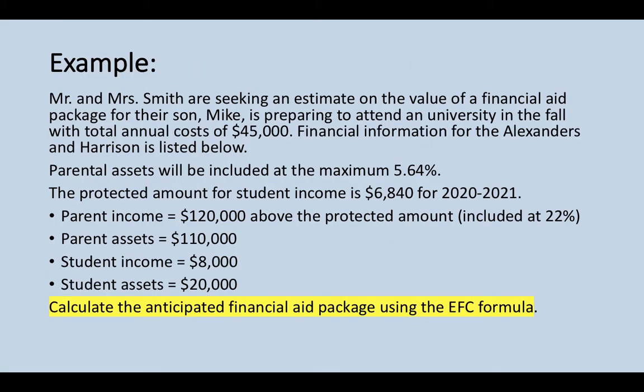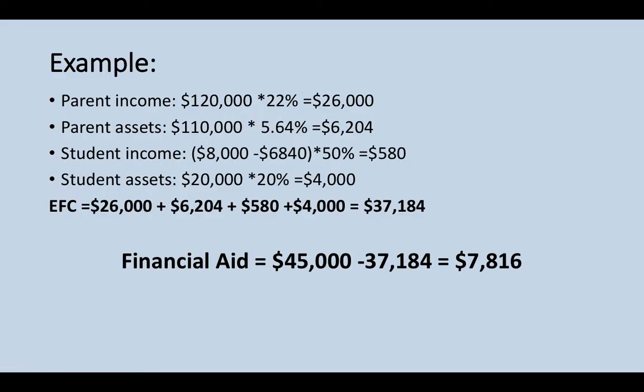You can see this example here. I'm going to let you read it, then I'll show you how to calculate it. Here is the total cost, the college cost. We basically want to find out the EFC. We know the cost, we subtract the EFC, and that's the amount of financial aid we want to find out.